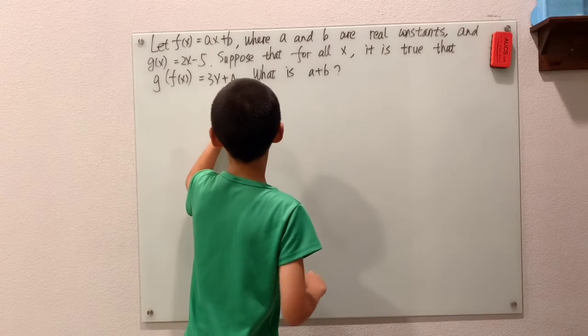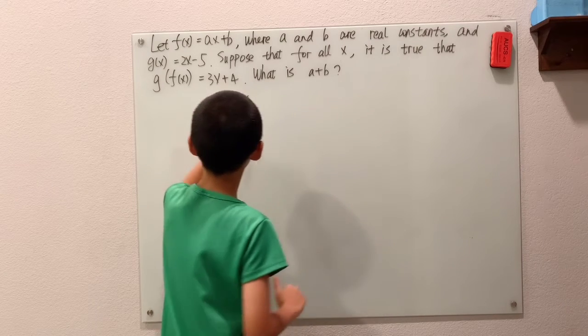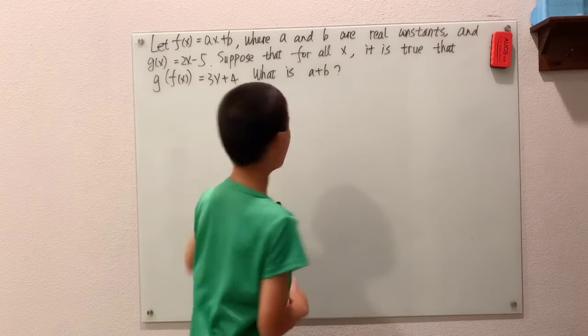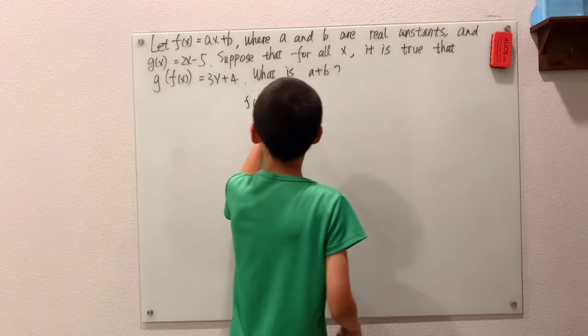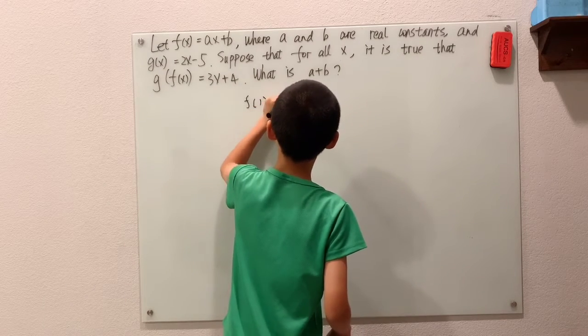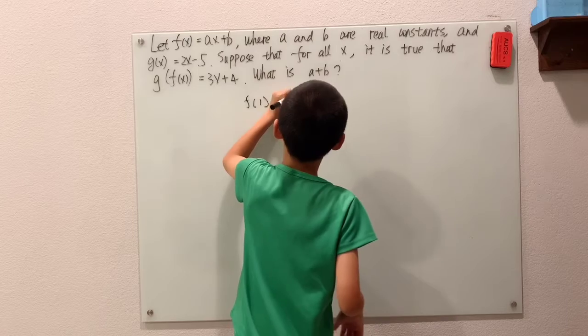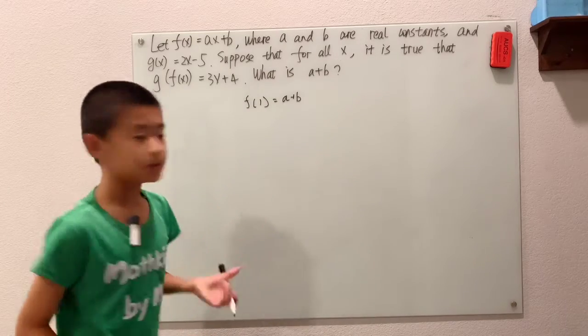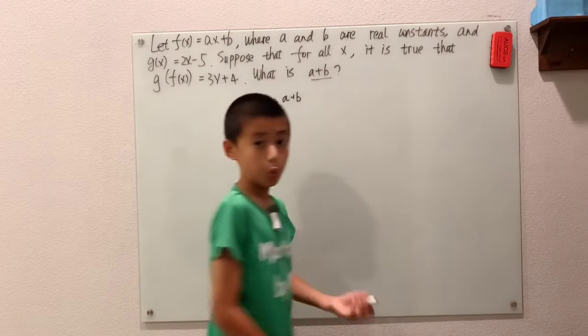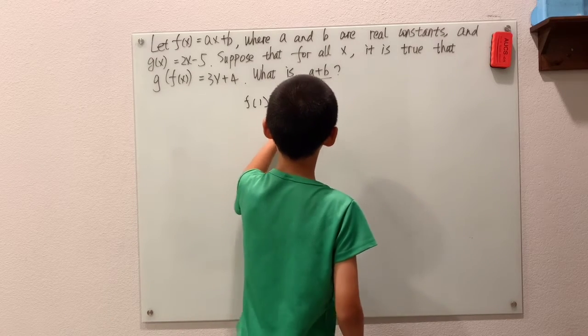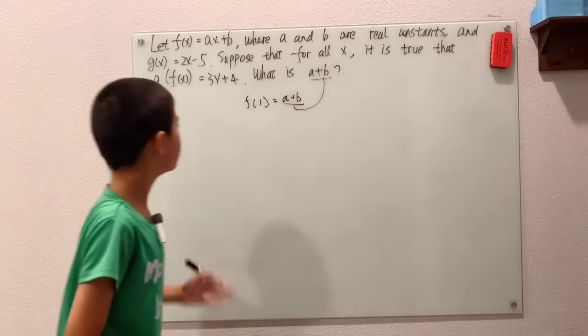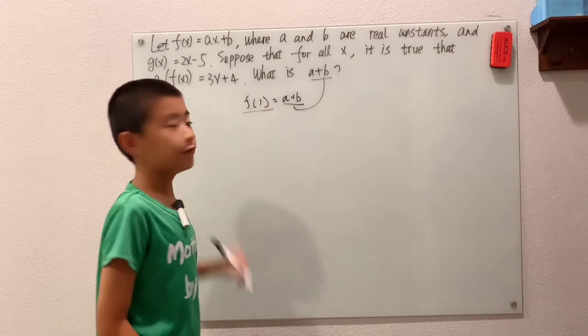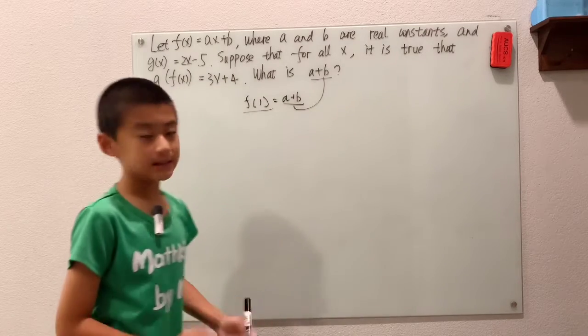So if it's all real numbers, I'm just gonna plug in a very special value, 1, in for x, because what that gives me is a times 1 is still a, plus b is a plus b. So f of 1 is a plus b. Well, a plus b is what I want in this problem. So if I find out f of 1, then I already know a plus b.